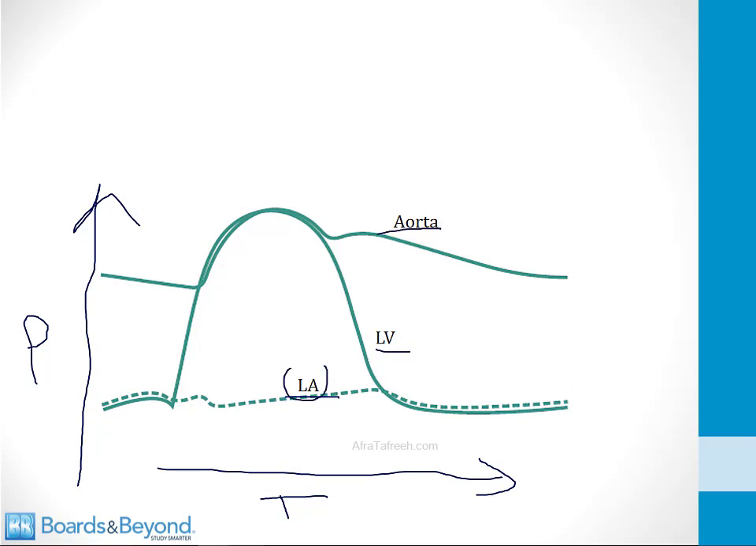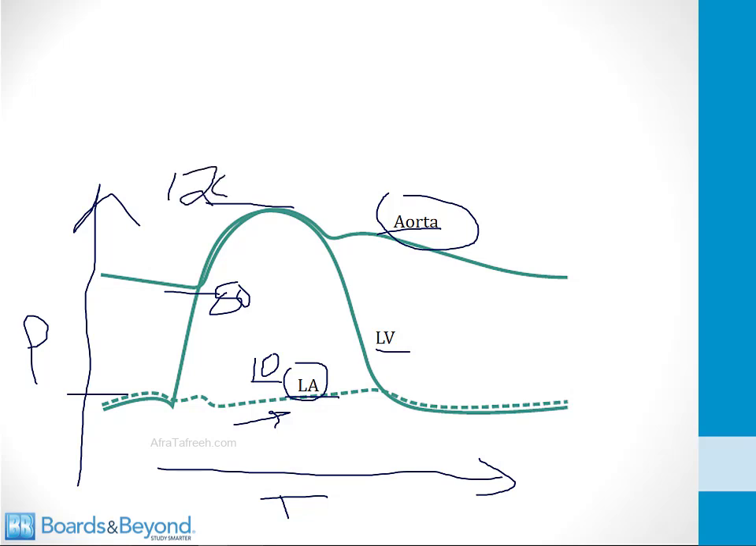Left atrial pressure is relatively low compared to aortic pressure, and that should make sense to you. A normal left atrial pressure is about 10 millimeters of mercury. You can see that the pressure goes up and down a little bit according to this curve, but it stays at a low level here of about 10. Normal aortic pressure, on the other hand, changes from about 80 millimeters at its lowest point, that's the diastolic pressure, to 120 millimeters, which is the highest point, that's the systolic pressure. And then left ventricular pressure goes back and forth between these two.